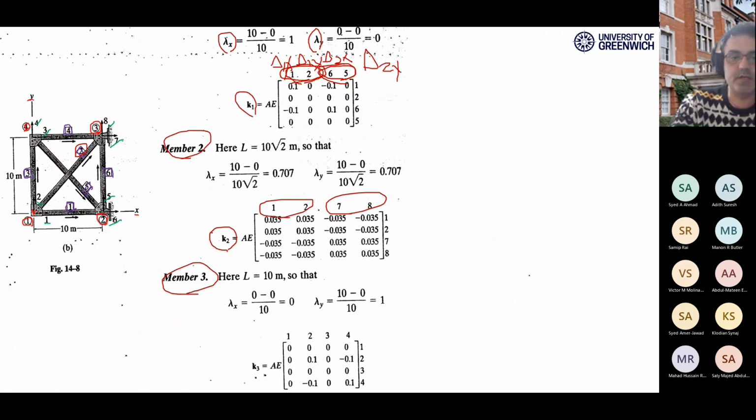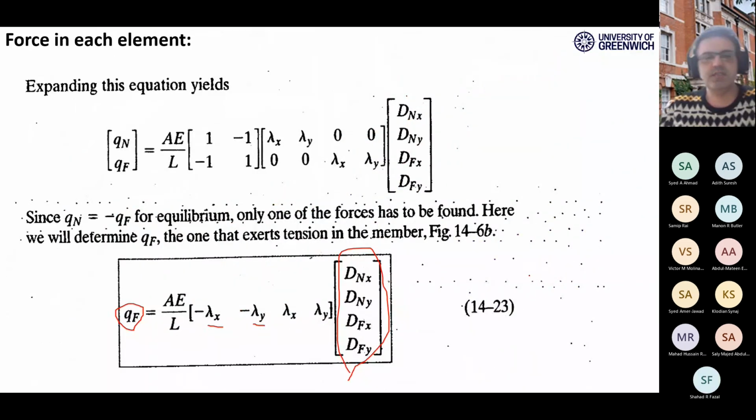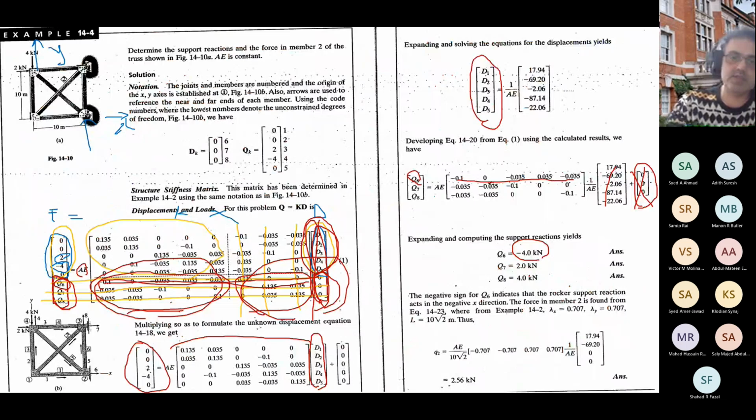And the only thing remaining, the last one, not the least, is the internal forces for each element. Again, I remind you that the internal forces for each element come from this simple equation. For the far end of each element, you only need AE over L and lambda x and lambda y, and all the deformations in the near end and far end of each element. For example, let's do one of them together.